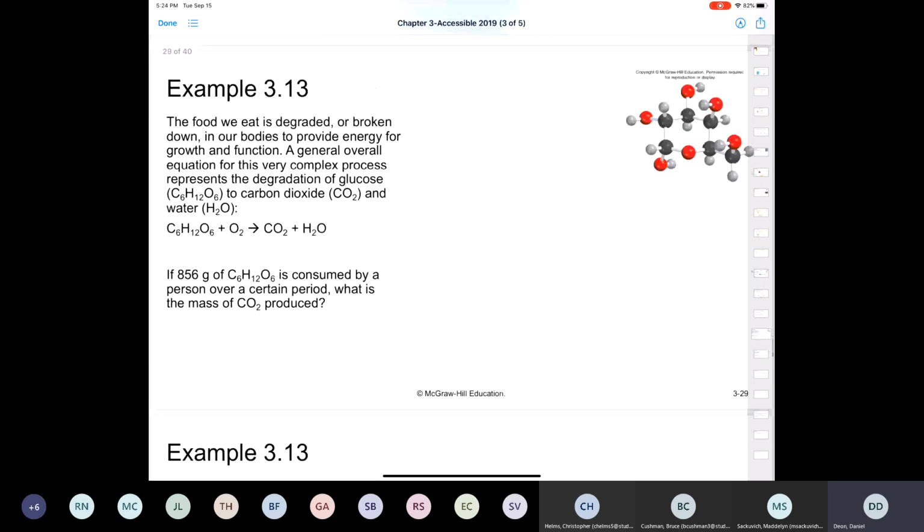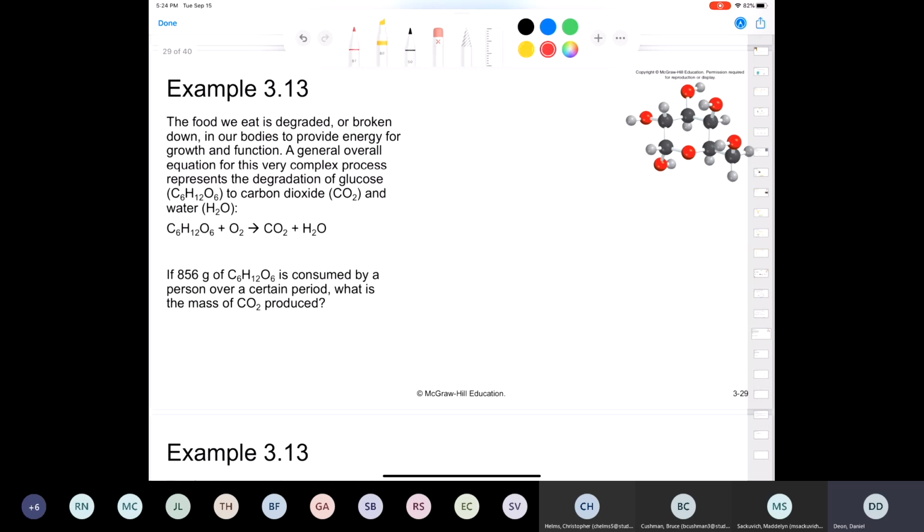All right, let's see here. Speaking of unbalanced equations, there's one right here, and this is a problem. It says the food we eat is degraded or broken down in our bodies to provide energy for growth and function. A general overall equation for this very complex process represents the degradation of glucose to carbon dioxide and water. So there's the equation shown down here. It is not a balanced equation, so we're going to have to figure that out. And then it says if you have 856 grams of glucose that's consumed by a person over a certain period, what's the mass of carbon dioxide that this person is going to make?